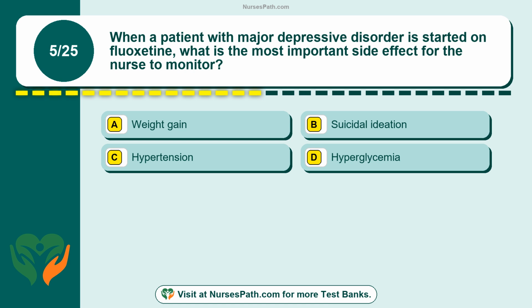Question 5. When a patient with major depressive disorder is started on fluoxetine, what is the most important side effect for the nurse to monitor? Option A, weight gain. Option B, suicidal ideation. Option C, hypertension. Option D, hyperglycemia.